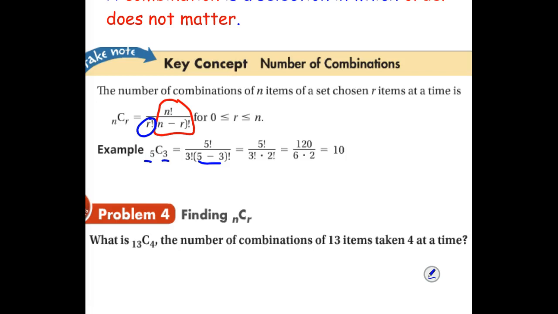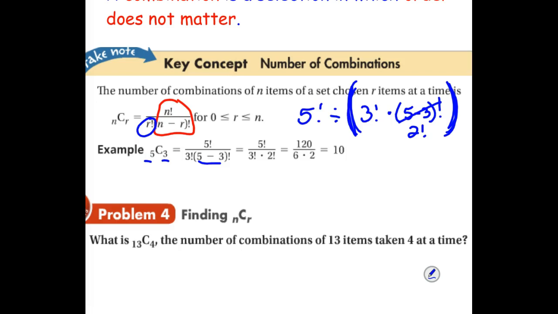But if we were typing this in our calculator, we would have to do 5 factorial divided by, and then a set of parentheses to group all of the denominator together, 3 factorial times the 5 minus 3 factorial. Does that make sense? And even if we change this 5 minus 3 and just wrote it as 2 factorial instead, we would still need these outer parentheses, so it divides by all of that.